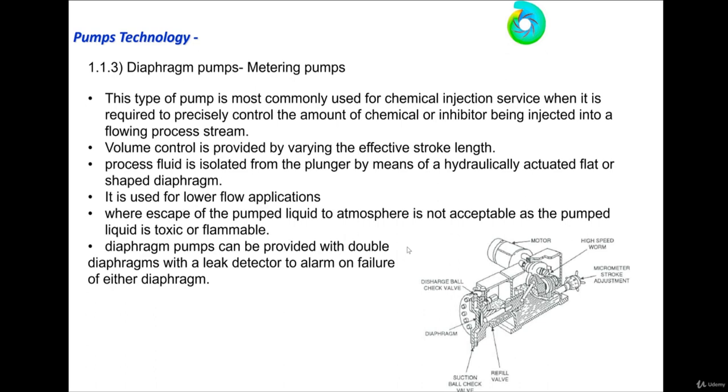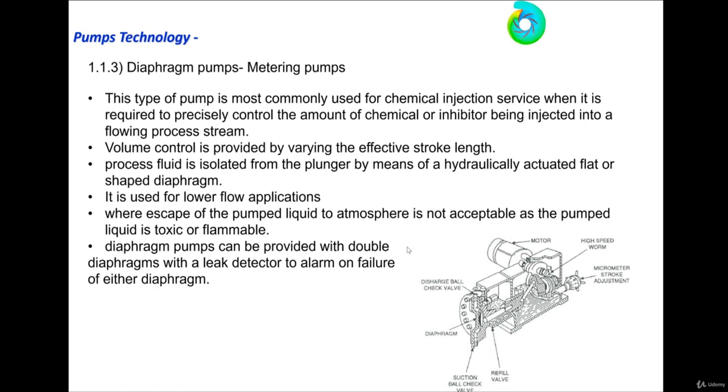So usually we order with this pump a set of diaphragms as spare parts. Usually it's commissioning or 2 years spares. A set of diaphragms. Okay. We will see a nice video. We'll watch another nice video for this pump, how it's operated.